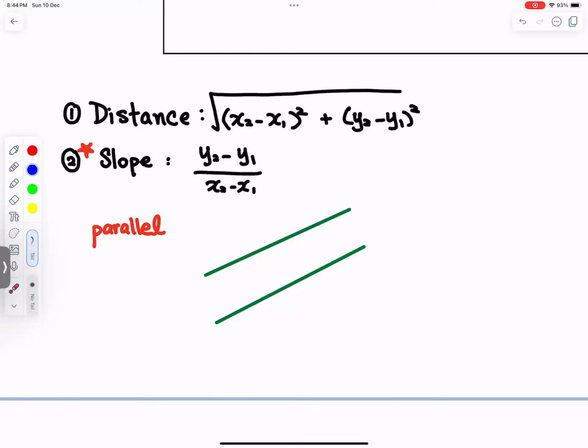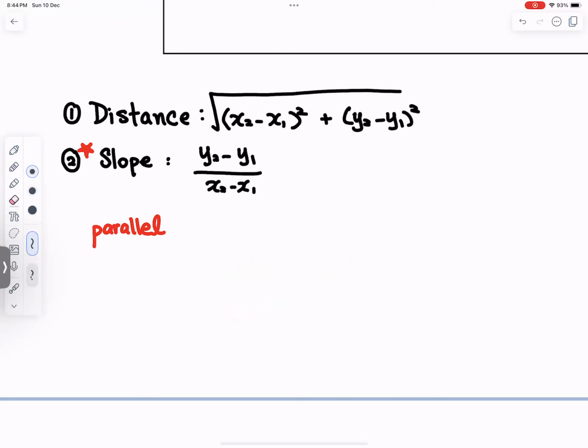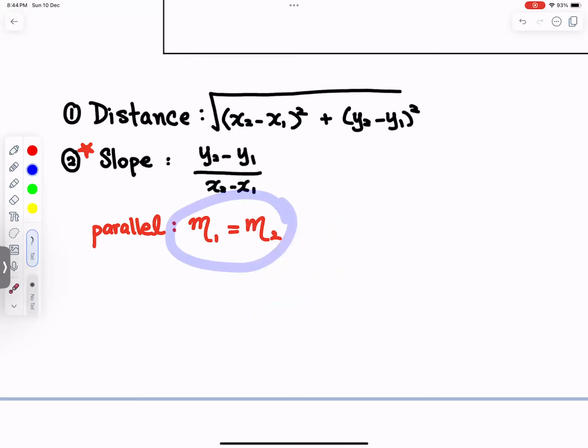Now, what's so special about parallel? Both of them, it's like that, okay? That means their slopes are same. So if you want to prove something is parallel, you just need to prove the slopes are same. What are these symbols? This is the basic symbol for representing slope. So you can write slope of line 1 equals to slope of line 2, or you could just use this symbol, slope line 1, slope line 2.